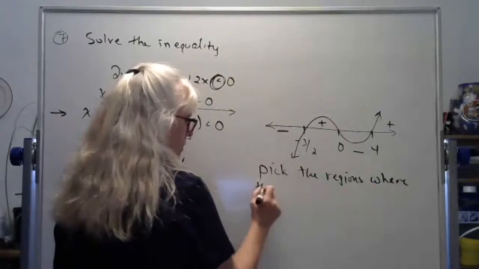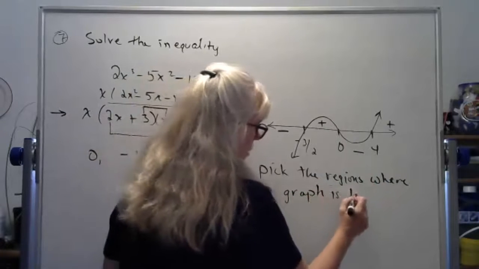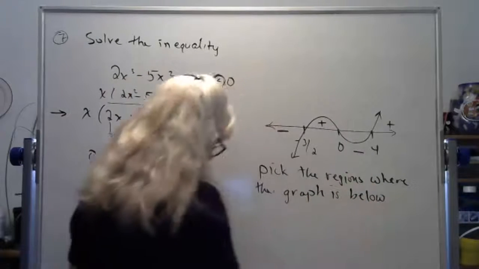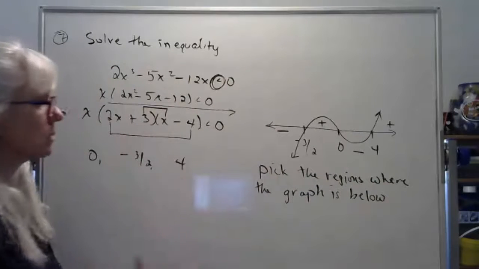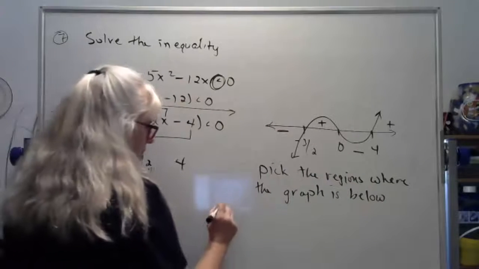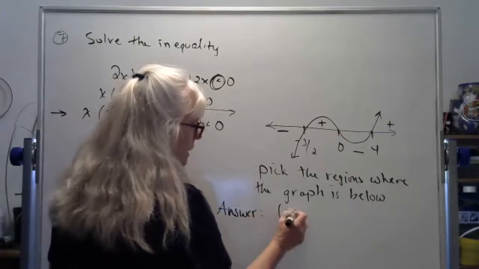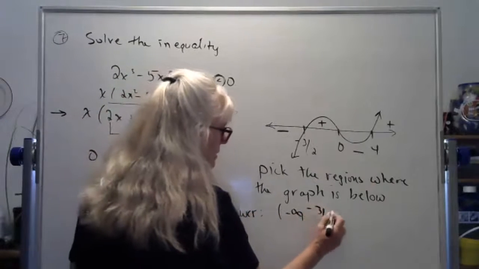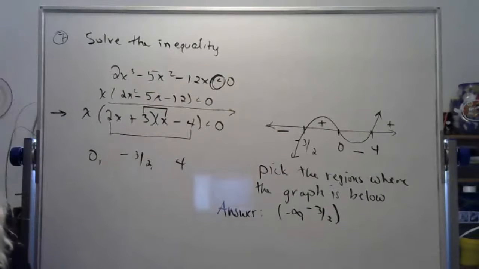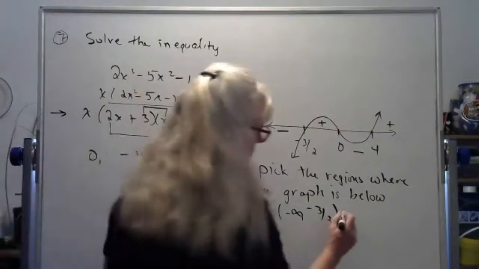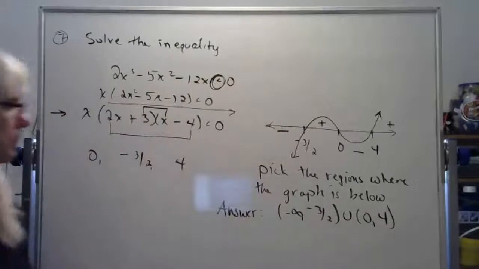where the graph is below. And that's because it's negative. If that had been a positive, I would have had to pick the regions where it's above. So then the answer to the question, we're going to go from -infinity to -3/2. We're going to use a parenthesis because the inequality doesn't have an equal to on it. And then we're also going to go from 0 to 4.